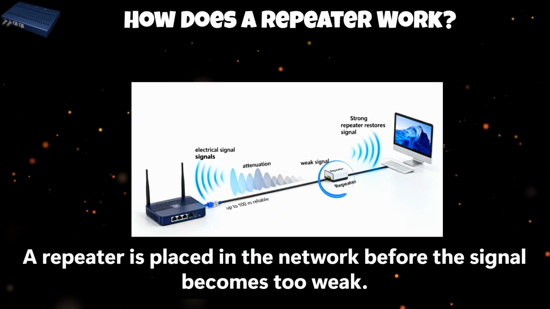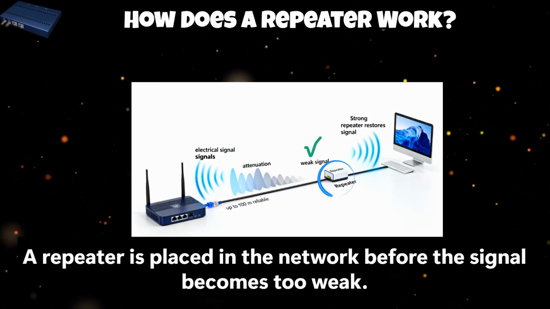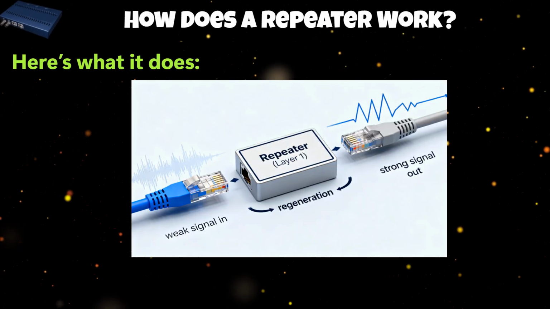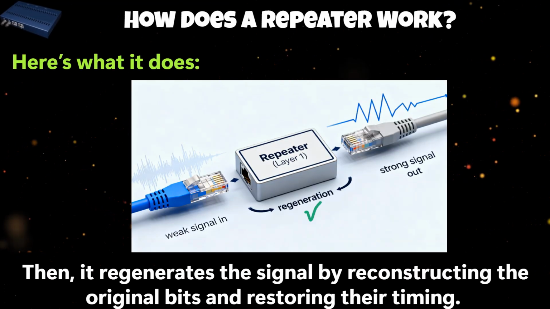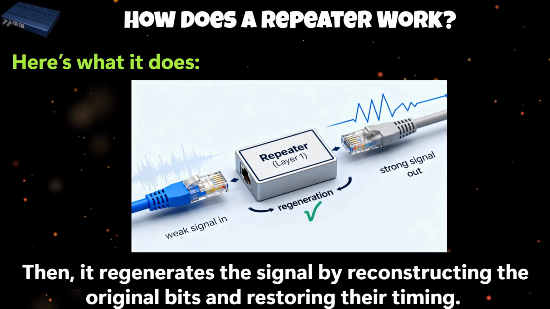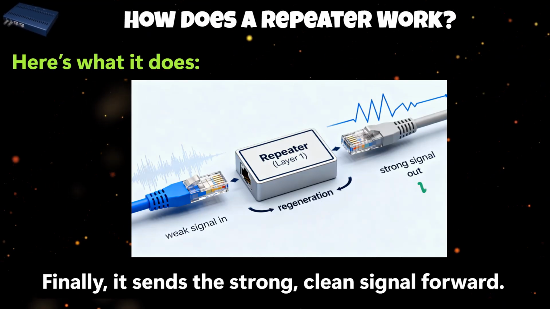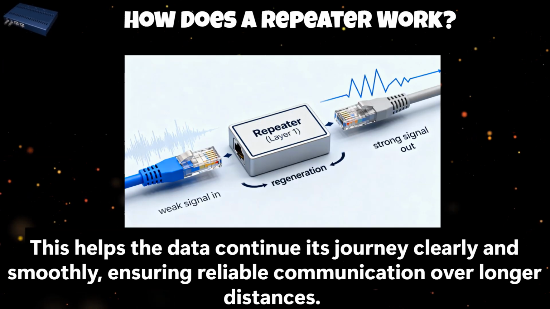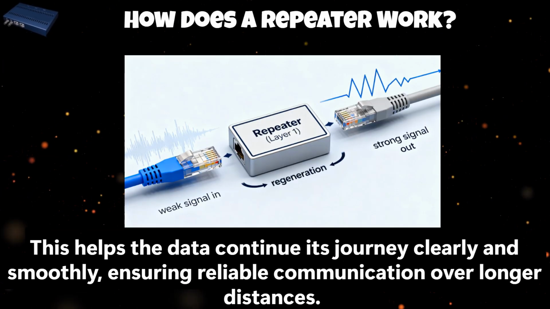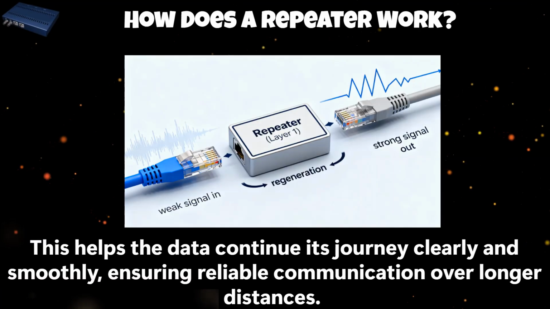How does a repeater work? A repeater is placed in the network before the signal becomes too weak. Here's what it does. First, it receives the weak or distorted signal. Then, it regenerates the signal by reconstructing the original bits and restoring their timing. Finally, it sends the strong, clean signal forward. This helps the data continue its journey clearly and smoothly, ensuring reliable communication over longer distances.